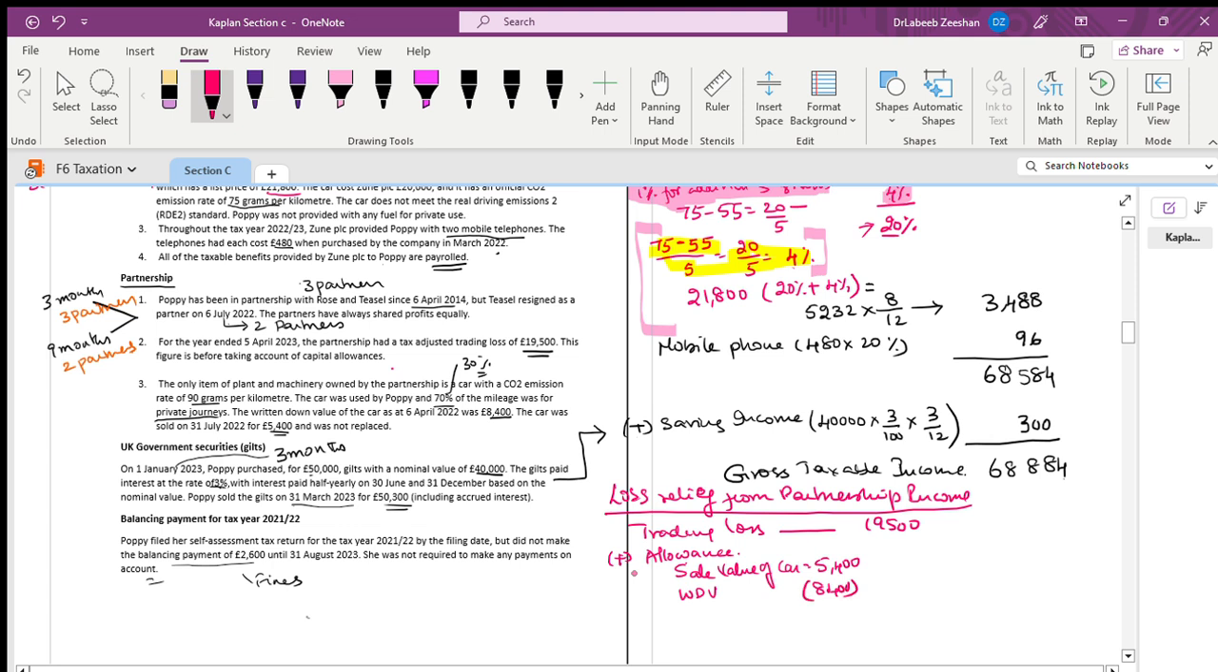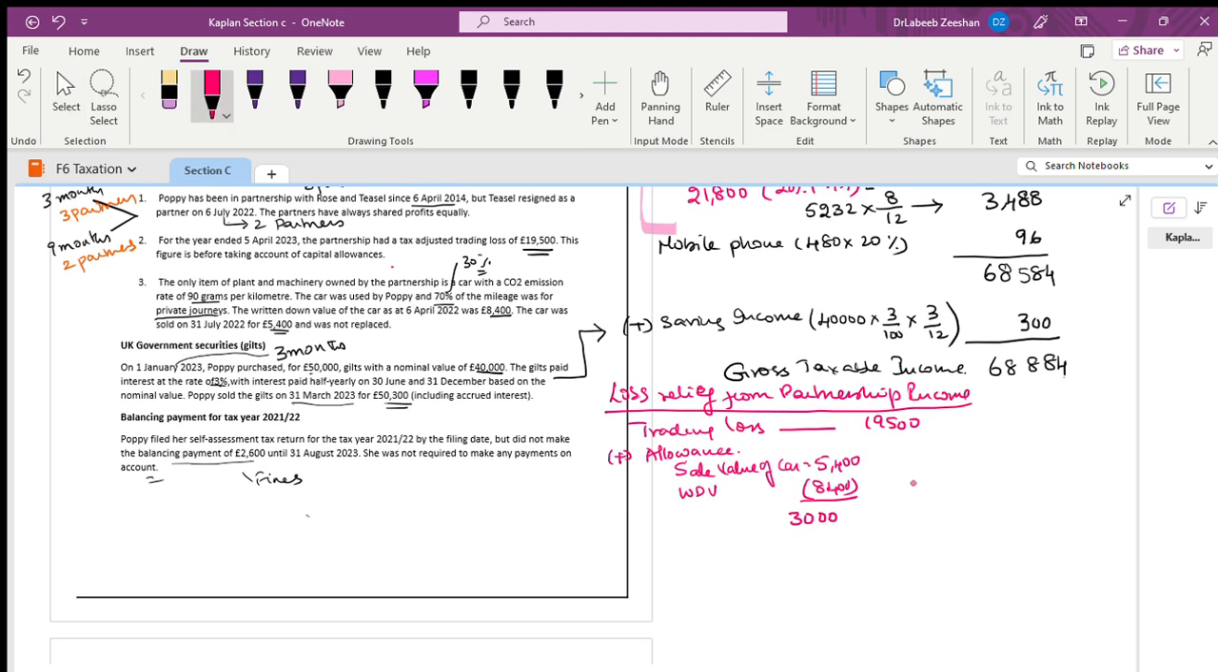Again there is a loss, is it right? They have sold the car, and in the car also they got a loss. How much loss did they get? The loss of 3,000. Of the 3,000, how much do they have to take? They have to take 30%. It's 900.